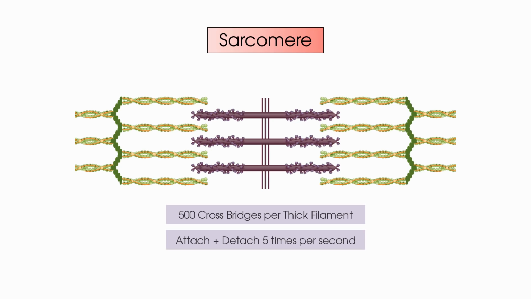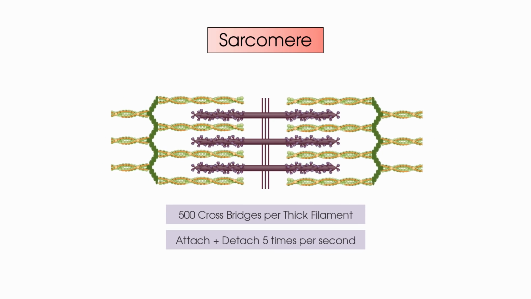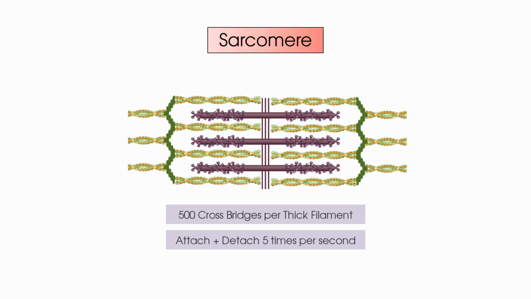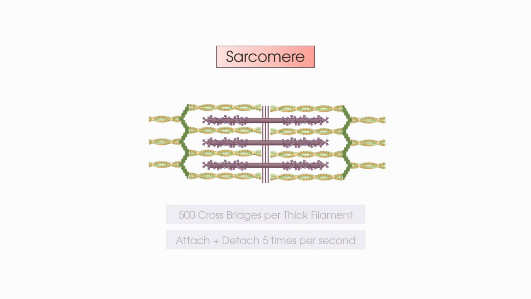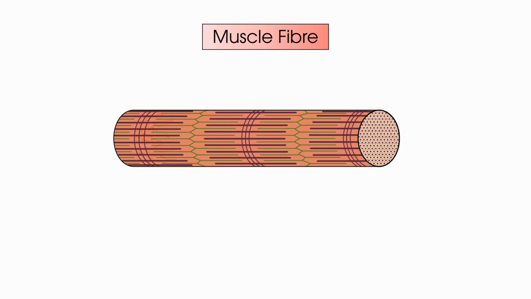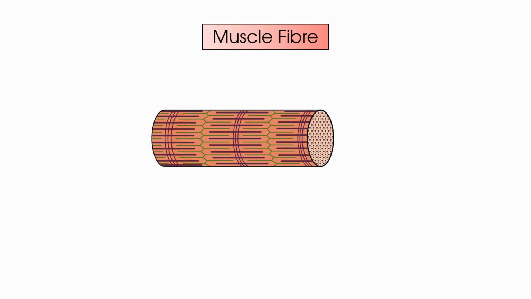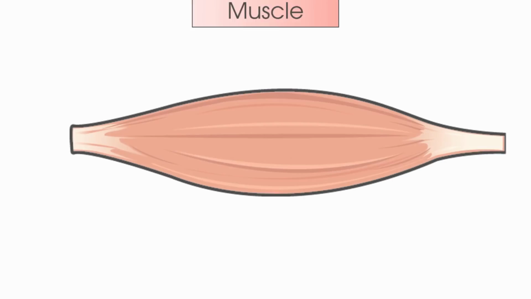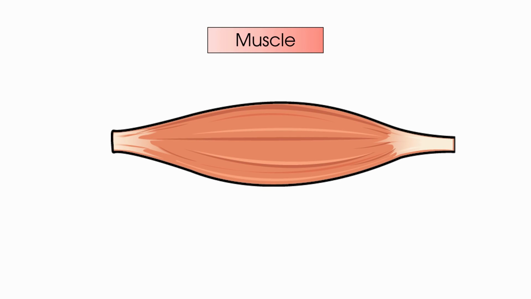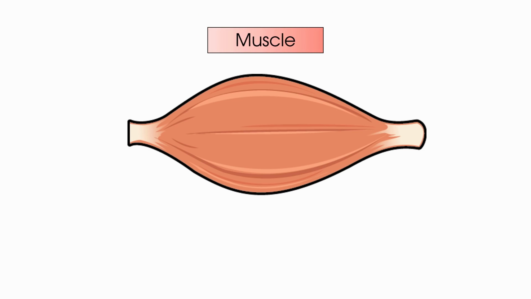Others are detached and others are just ready to begin the process again. So this causes this walking along the actin molecule, pulling all of that thin filament towards the center of the sarcomere. If you extrapolate that out to the muscle fiber, you've got lots of sarcomeres lying parallel to one another in a muscle fiber. So if they all contract, the muscle fiber contracts. And obviously we have many muscle fibers making up an individual muscle, so hence that's why your muscle contracts.